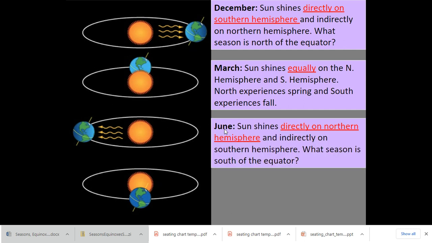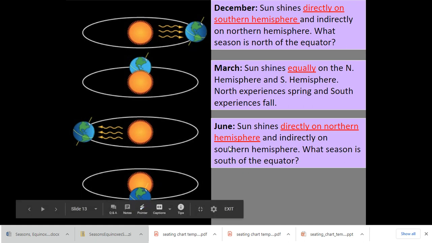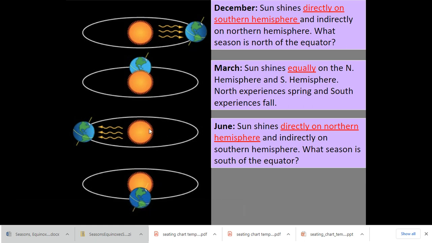Moving on to the third picture, it's now June. The sun shines directly on the northern hemisphere and indirectly on the southern hemisphere. What season is south of the equator? Obviously, that would be winter if we are having summer in the northern hemisphere because we have opposites.